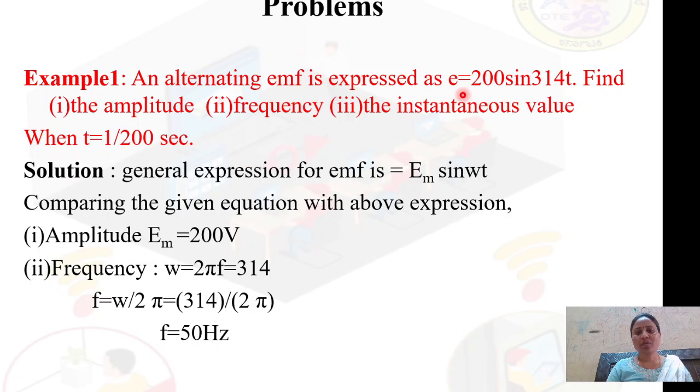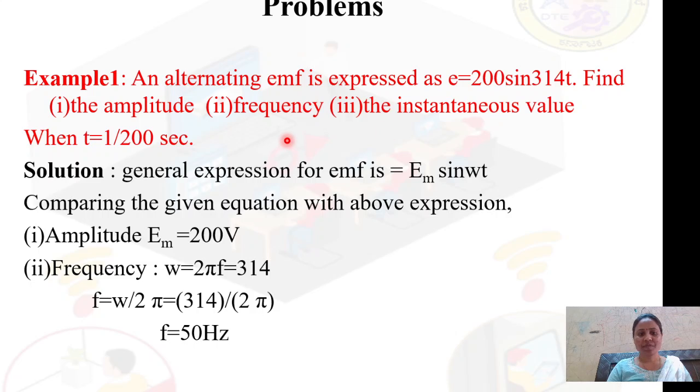They have given the instantaneous value of the EMF, E is equal to 200 sin 314t. So we will compare this given expression with the standard expression for EMF, which is Em sin omega t. Comparing these two, we can clearly see the maximum value of the voltage Vm is 200 and omega is 314 radians per second. Therefore, the amplitude is 200 here.